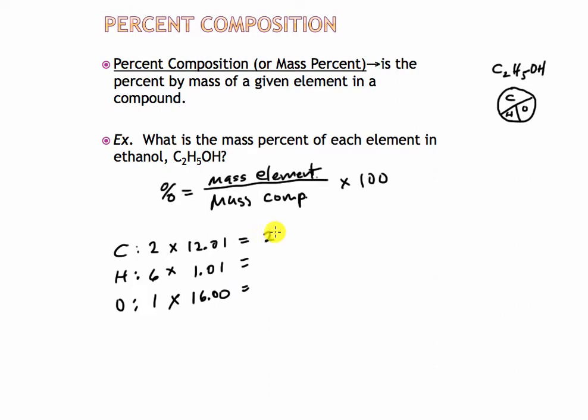This is going to give me 24.02. This is going to give me 6.06 grams. And I have 16 for the oxygen. So add all these up, and what I end up with is 46.08 grams. So what this means is that the total mass of this compound is 46.08 grams.